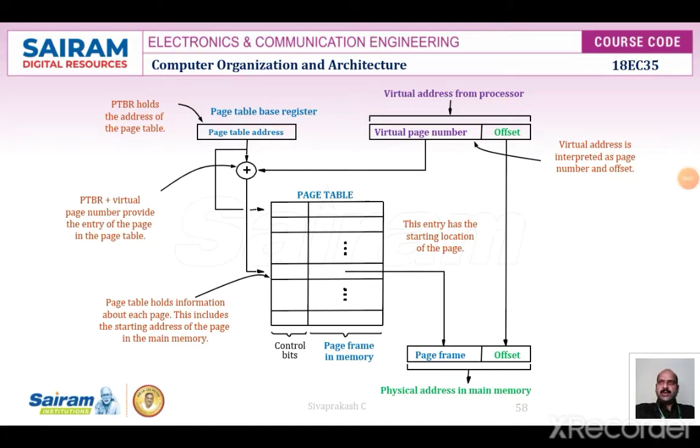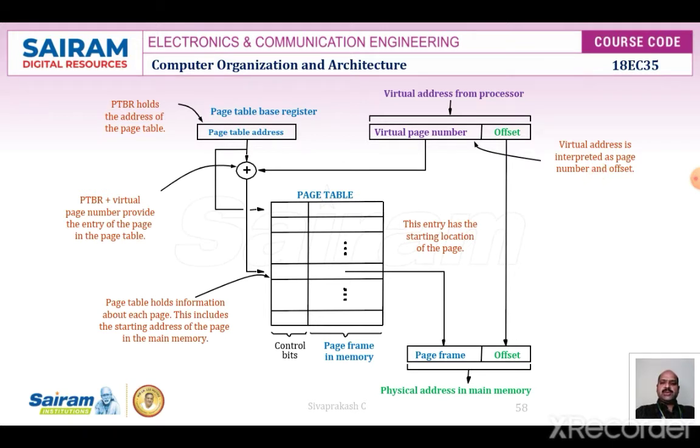Let's discuss address translation with the page table. The page table base register holds the address of the page table. The page table base register plus the virtual page number provides the entry of the page in the page table, which is going to be added with the virtual address from the processor, which has a virtual page number and the offset. So the virtual address is interpreted as a page number and the offset.